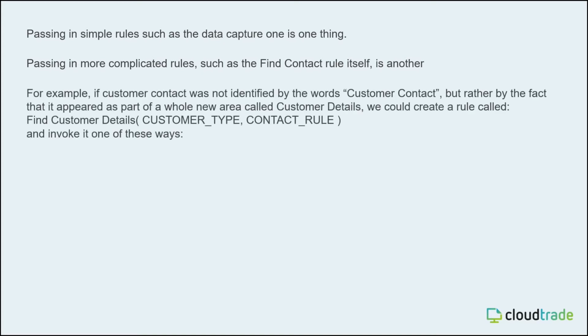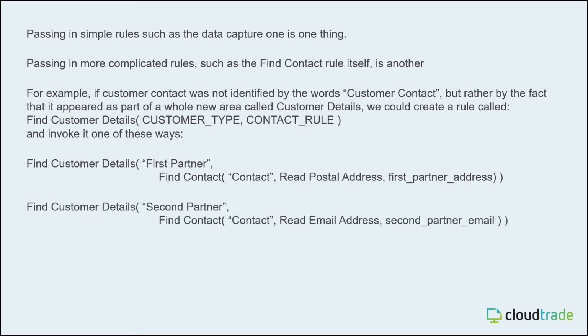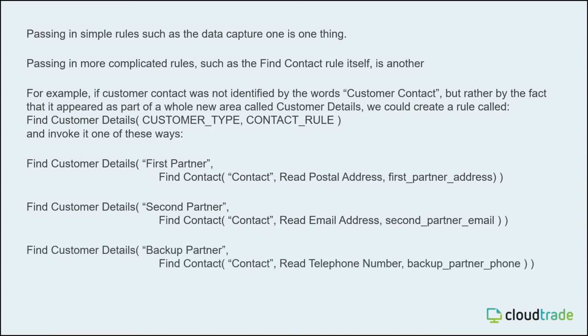For example, if a customer contact was not defined by customer contact but rather by the fact that it appeared in some whole area where customer details was, we could have a rule called find customer details and actually pass in the whole of that complicated, sophisticated find contact rule, and find a postal address in one case and an email address in the other, or even a telephone number. That means we really can pass in rules and invoke rules within rules.